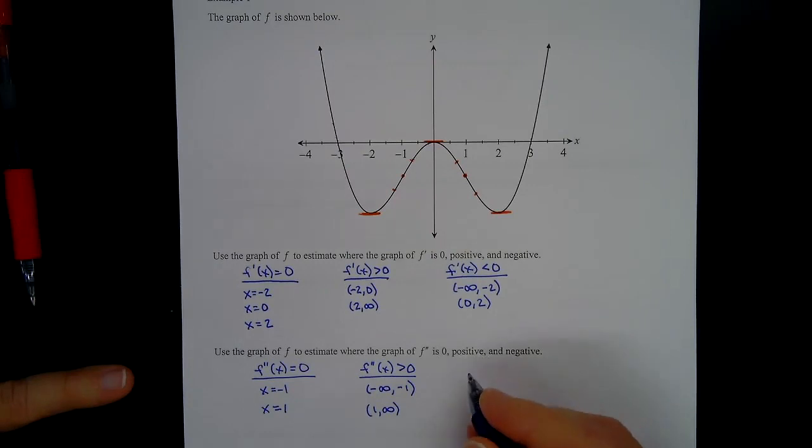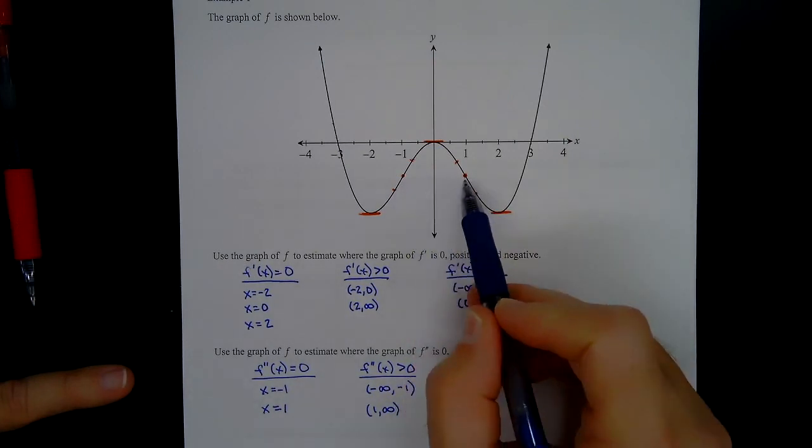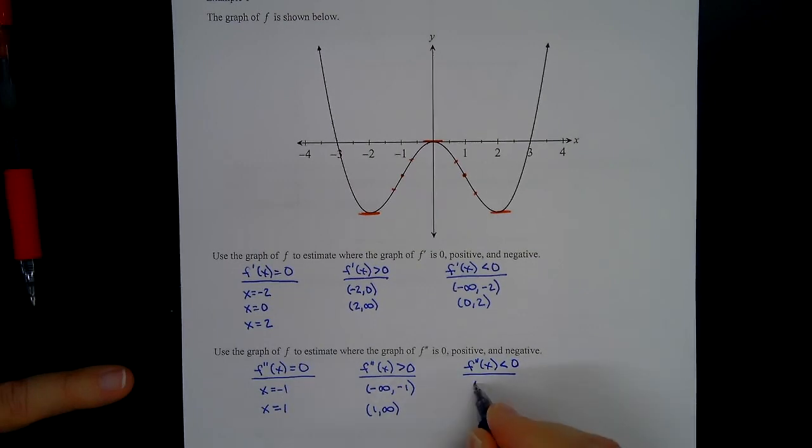So where is it negative? We'd be looking for where it's concave down, and that looks like between -1 and 1. But since there's 0 there, it's not negative. So that's another reason. We've already said that that's where it's 0. So f double prime of x is less than 0, meaning negative, and I would call this -1 to 1.